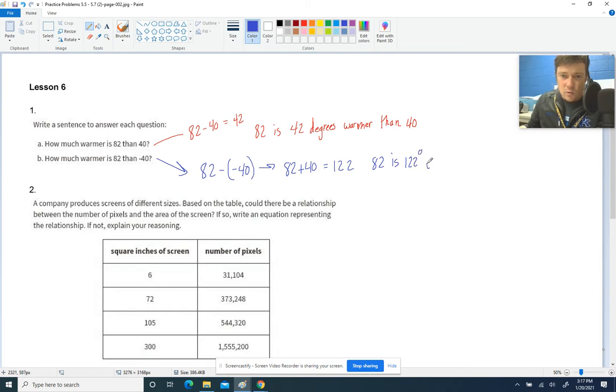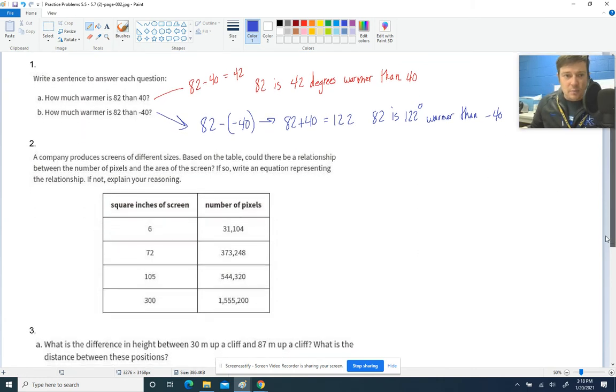And so you would write something like this: 82 is 122 degrees warmer than negative 40. All right, it's a lot warmer because negative 40 is completely on the other side of the temperature scale. All right, let's move on to the second problem in here.